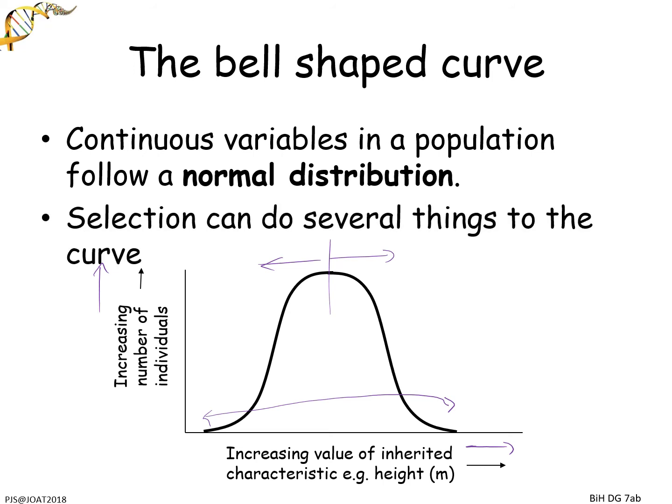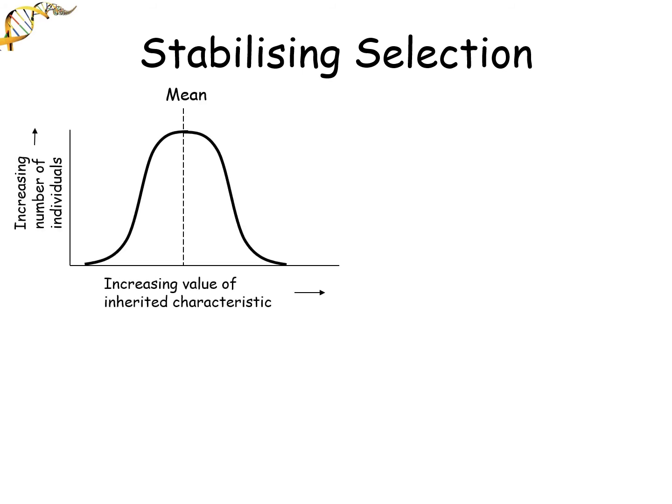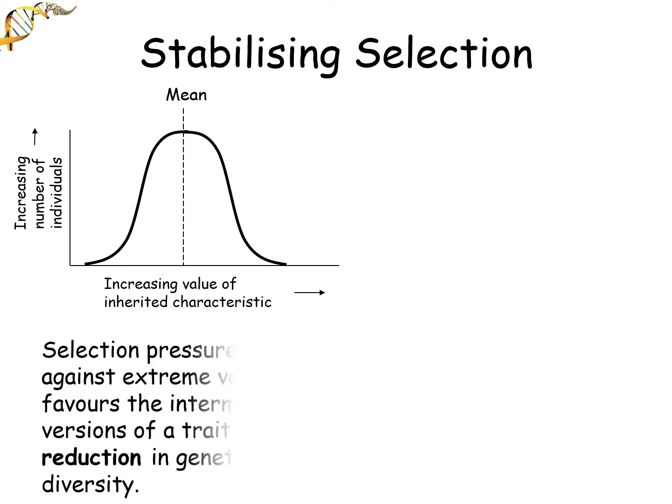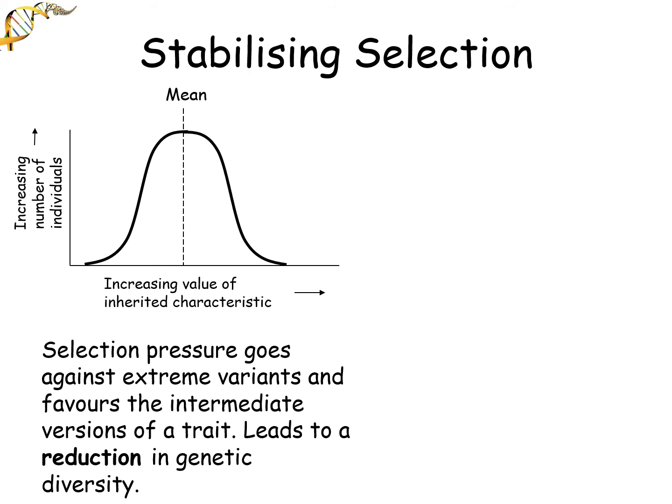Our selection can now do several things to this curve, and this is the next kind of tricky bit. The first one that you have to be able to recognize is something called stabilizing selection. So if we take our original graph, we've got the mean and we have our value of characteristic, and what we have now is a selection pressure that is going to favor the ones in the middle. So what we need is something that is too small or too big, or whatever that value might be.